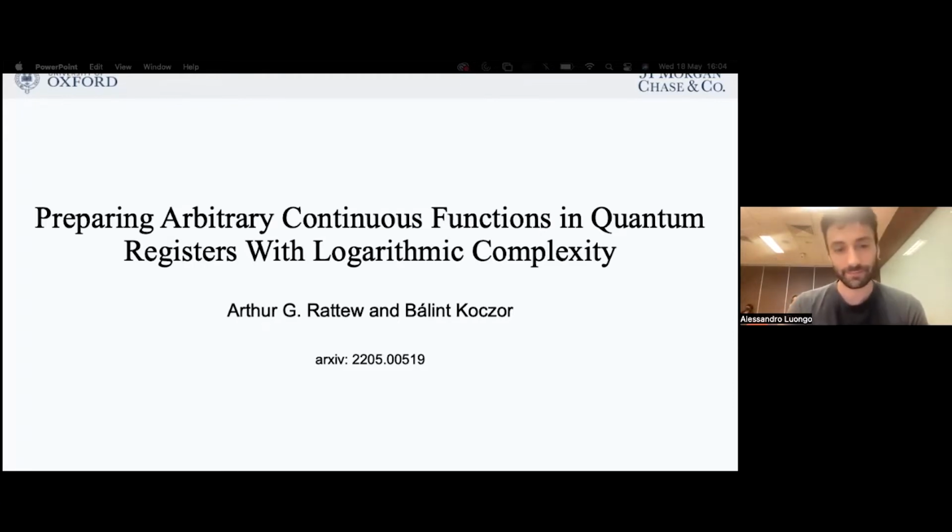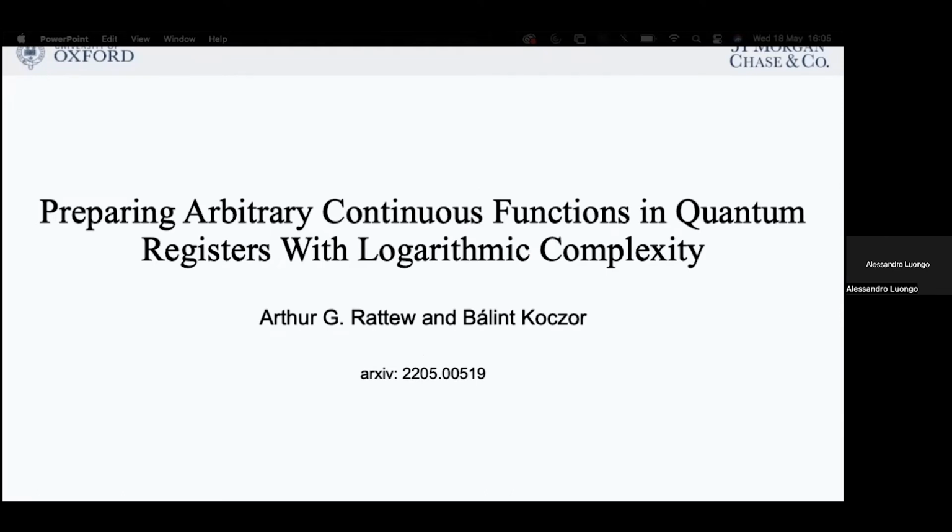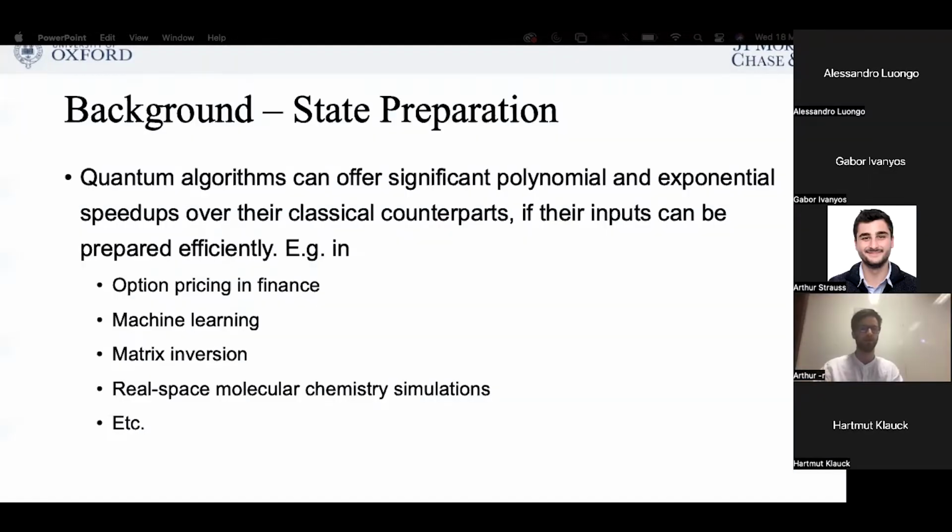As Alessandro said, the purpose of this talk is to present the latest work I did in collaboration with the postdoc in my group at Oxford. The postdoc is Don Kotzer. He was excellent. We both contributed equally to this work. Normally, I would give this presentation jointly with him, but since it's in person and he's in the UK, that might be a little tricky. It was a pleasure working with him. The title of the work is Preparing Arbitrary Continuous Functions in Quantum Registers with Logarithmic Complexity.